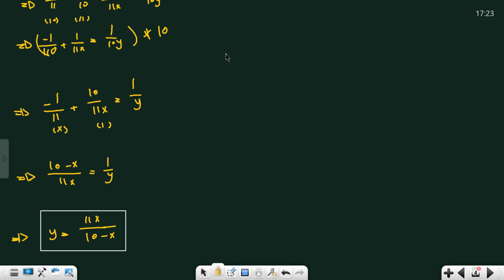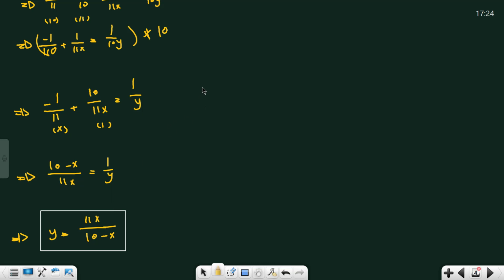Now, the question said they are relatively prime. So 2 is prime, isn't it? If I try 2 here, I will get 22 over 8. If I simplify by dividing by 2, I will get 11 and 4, and this is not prime. So 2 cannot be the answer. Let's try 3. If I write 3 here, it's going to be 33 over 7. Again, I cannot get a prime number, so this one is not the right answer either.